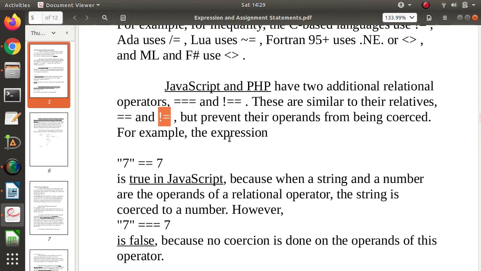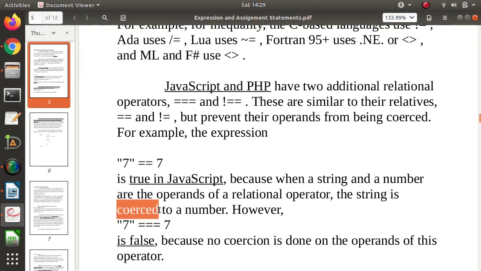But there is some difference. Here you can see, if we compare this and this, basically this is the string, as we have mentioned in double quotes, while this is the number. But in JavaScript and PHP, this will return true. Actually it is coerced: it gets converted to a number and then it is compared. So this is called coercion.